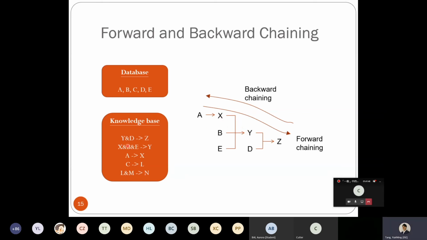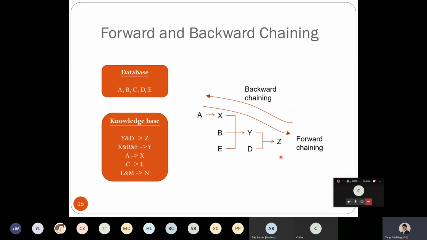If X, B, and E are true, then Y is also true. Then X, B, E true imply Y is also true. And if Y and D are true, then that implies Z is also true. So you got the answer. So that is called forward chaining.